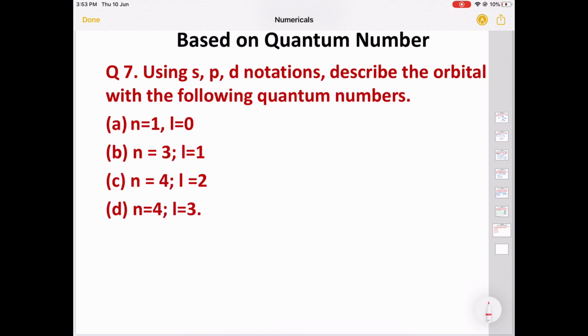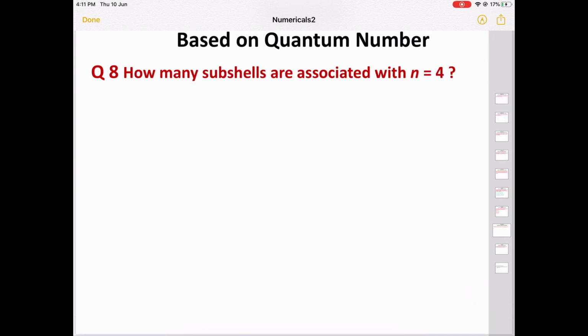Using spd notations, describe the orbital with the following quantum numbers. If n is equal to 1, l is equal to 0, so the orbital is 1s. For l is equal to 0, it is orbital s. n is 3, l is 1, so orbital is 3p. n 4, l 2 means orbital is d. n 4, l 3 indicates there is f orbital. Next question based on quantum numbers.